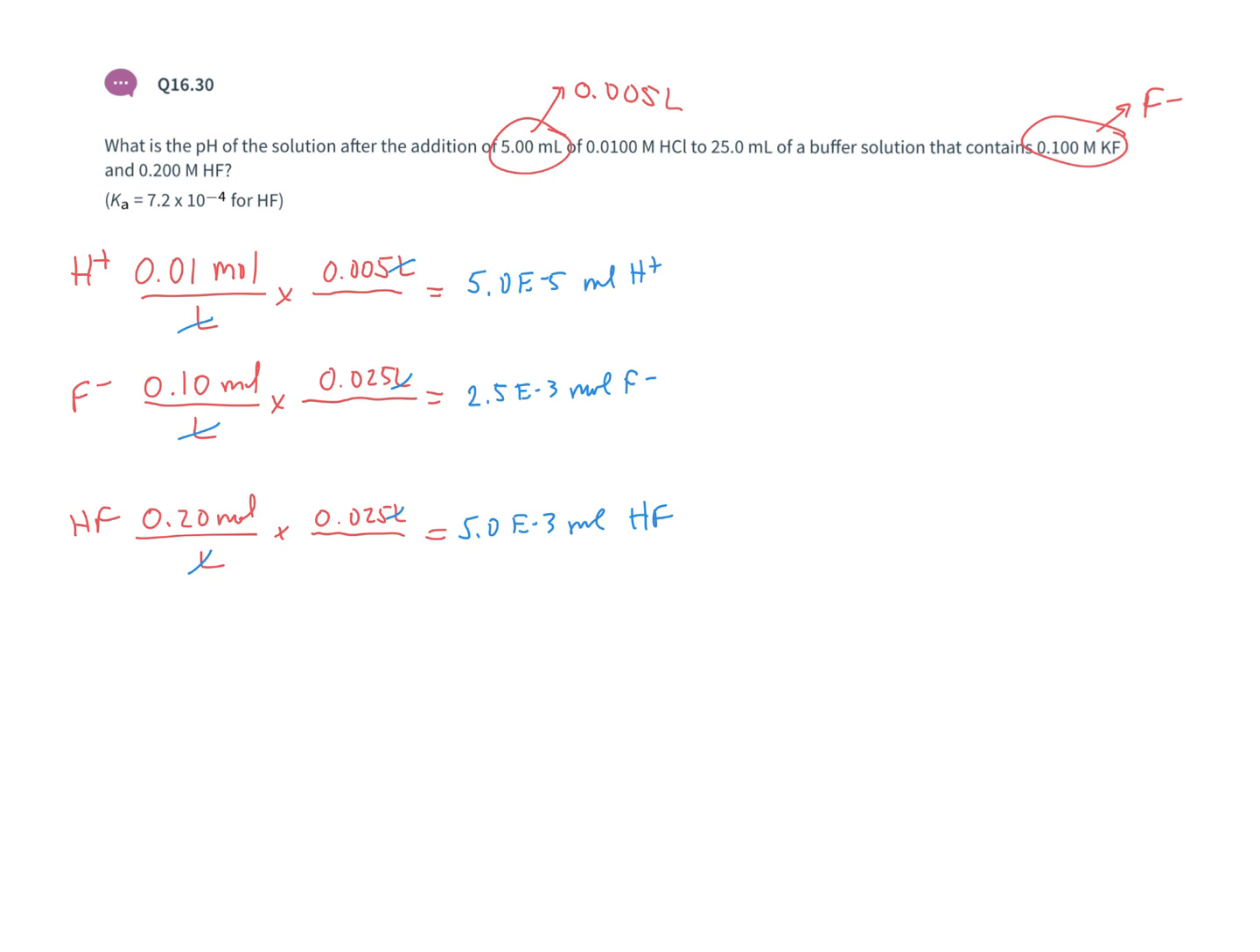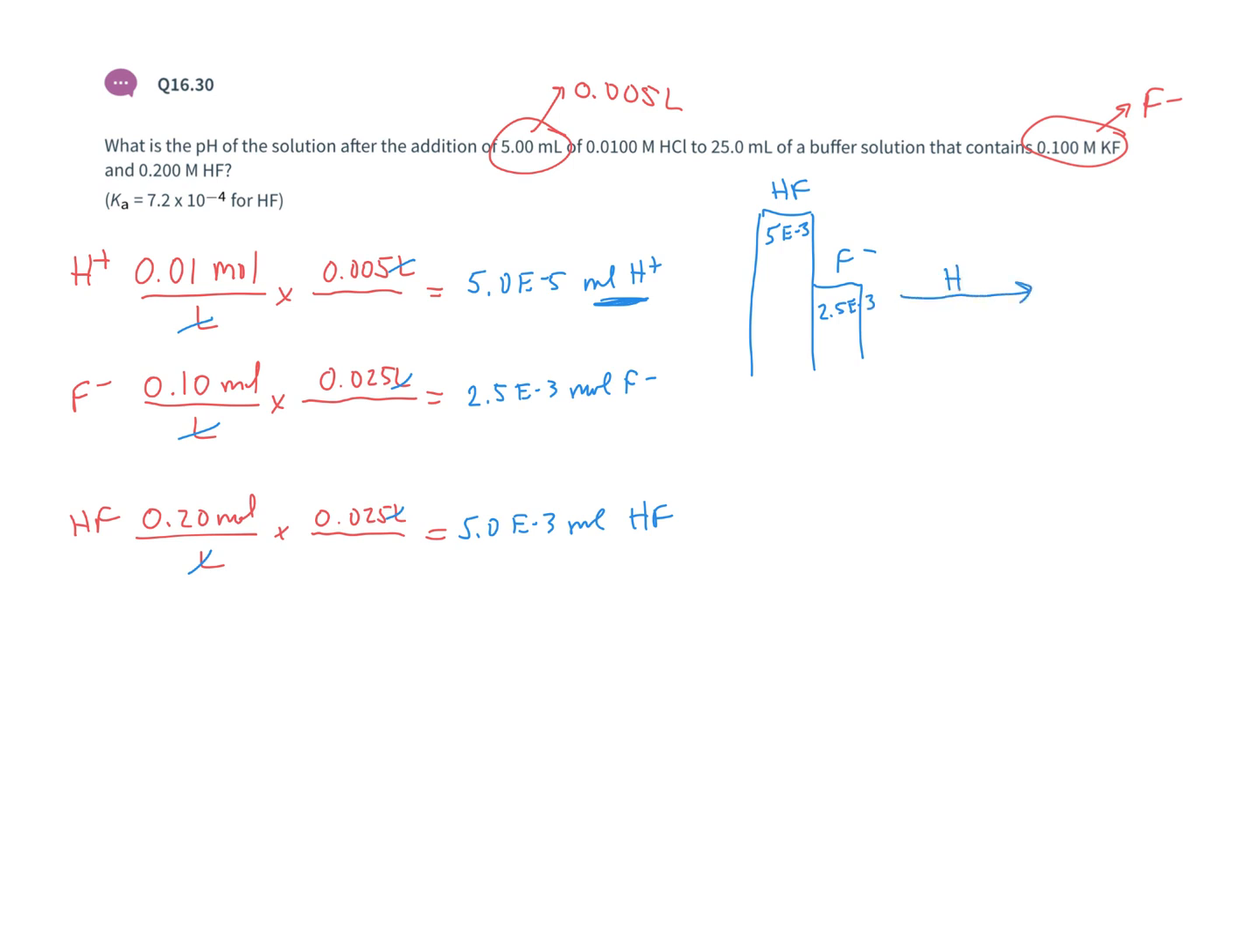Now I need to figure out what this strong acid reacts with. And we can set up our little chart to show our relative amounts. So here's HF, and here's my fluoride. My HF is 5 e to the negative 3 moles, and this is 2.5 e to the negative 3 moles.